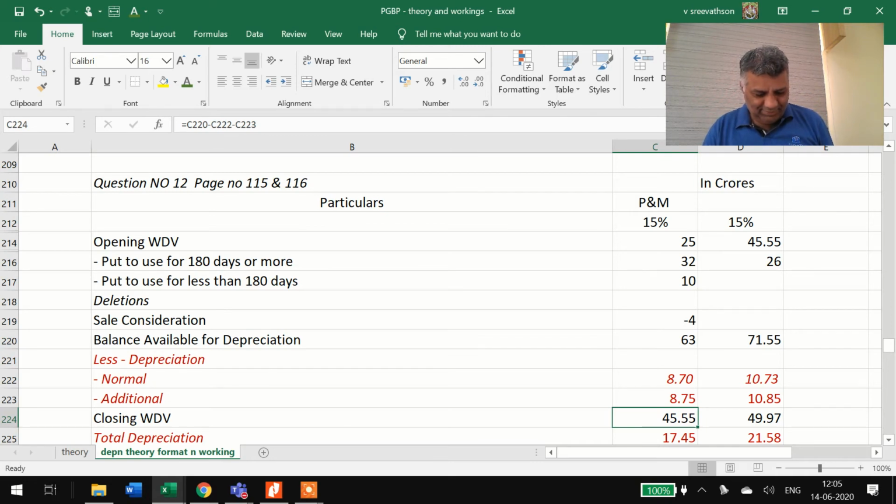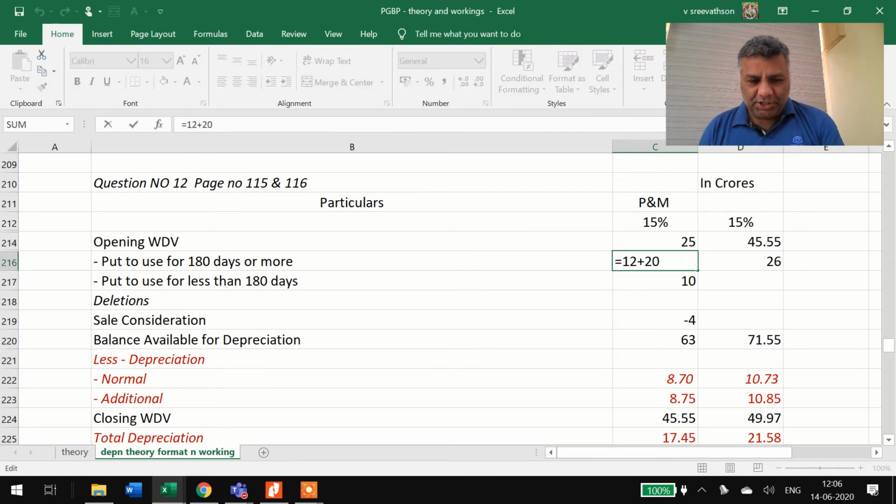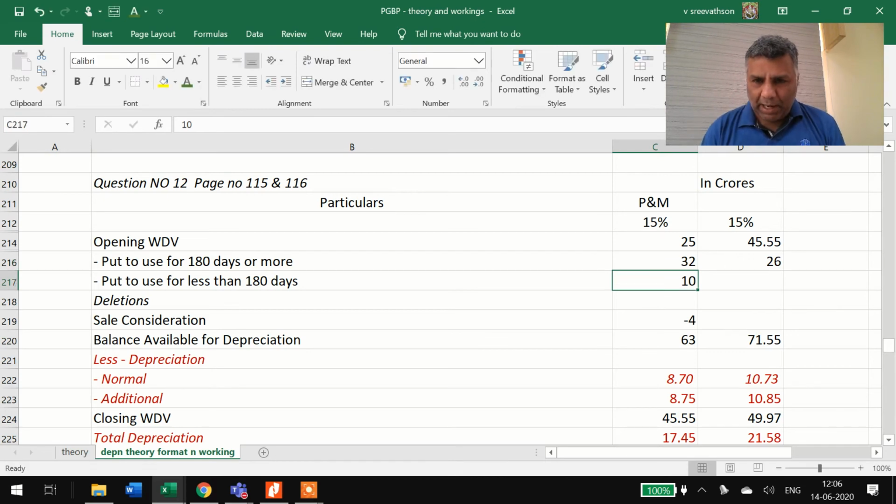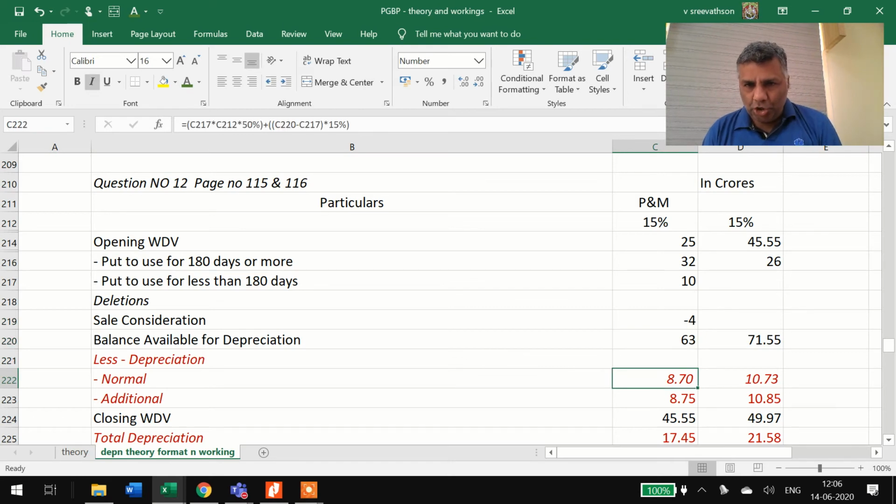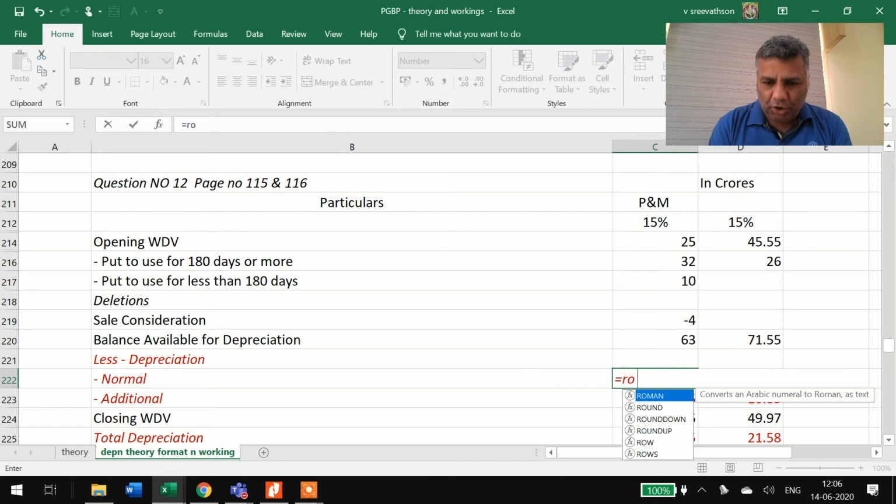Sir, can you explain the depreciation part for both the cases? Yes, I can explain this. Opening WDV 25. Addition consists of more than 180 days: 12 plus 20, 32. Out of this, 12 is the old machine, 20 is new. Sale consideration minus 4, so 63 crores. Normal depreciation, okay, I can work out for you again.